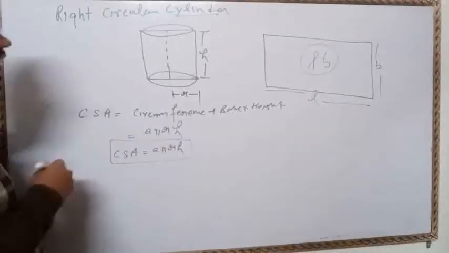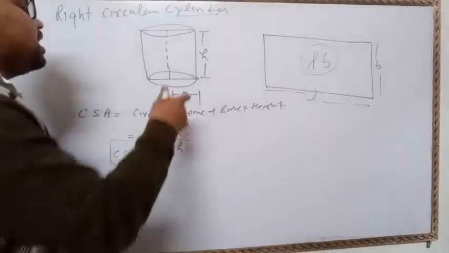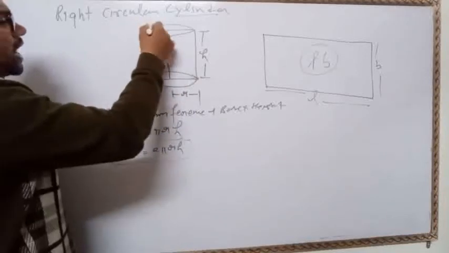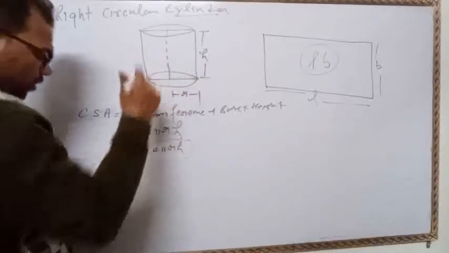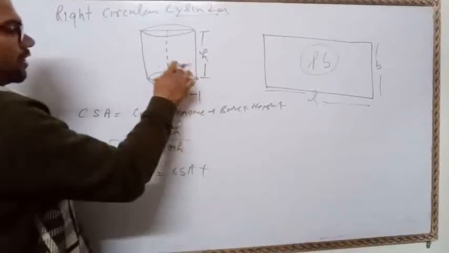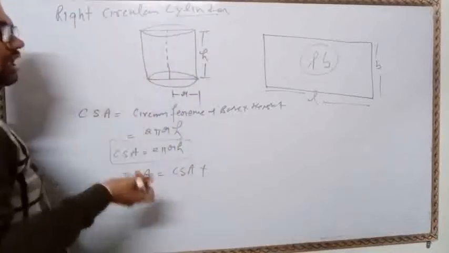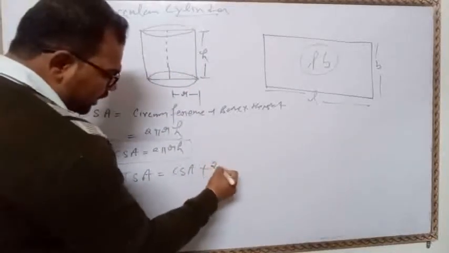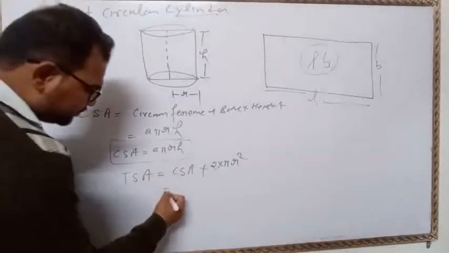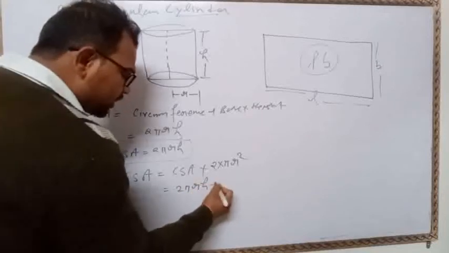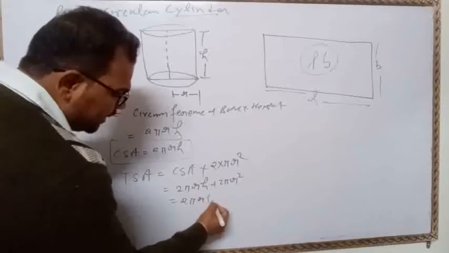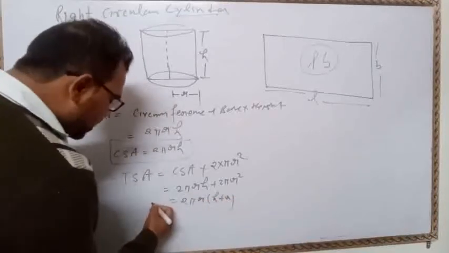Then after that we will come to the TSA. TSA means CSA plus area of two circles. So TSA, total surface area, is CSA plus one circle plus one circle, two circles, and the area of a circle is pi r square, so 2 into pi r square. So CSA is 2 pi r h plus 2 pi r square. So we take 2 pi r in bracket (h plus r). It is the TSA.